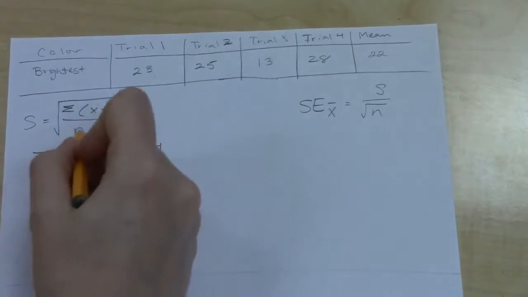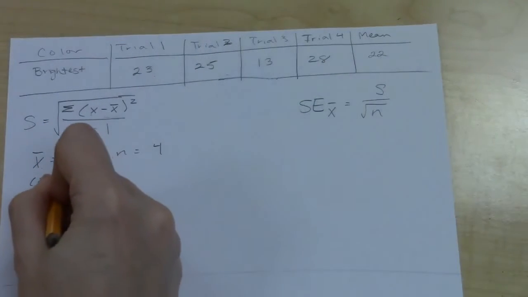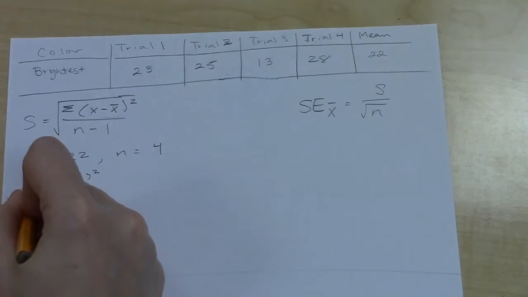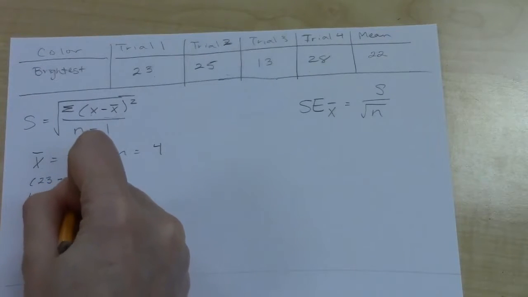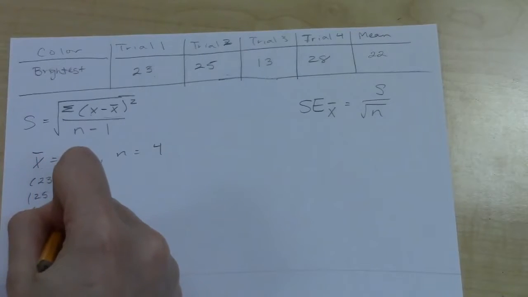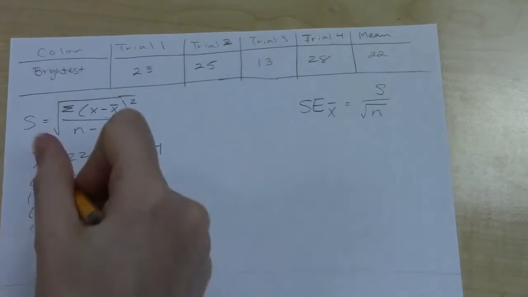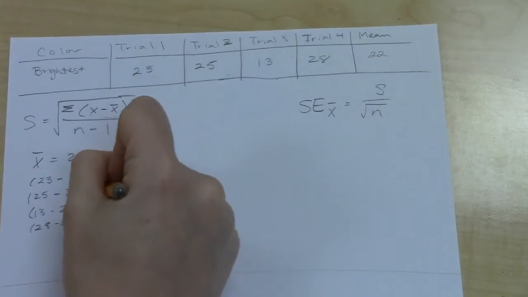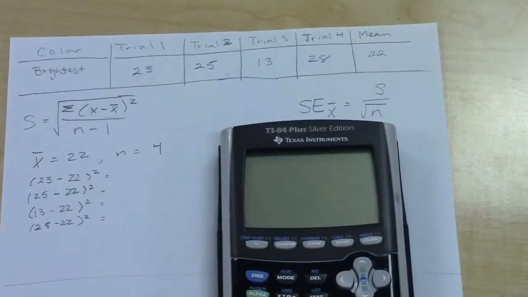So for all our x's, we do 23, because that's the first data point, minus the mean 22 squared, and then the next one is 25 from trial 2, minus the mean, 22 squared, 13 minus 22 squared, and 28 from trial 4, minus 22 squared. Alright, so we can solve those quickly.